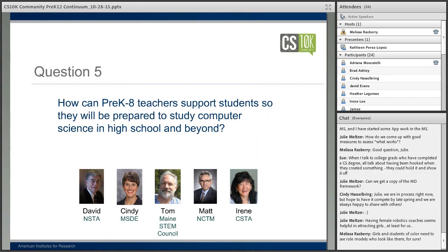So let's see. Another question, and we've been talking a little bit about this. How can pre-K-8 teachers support students so they will be prepared to study computer science in high school and beyond high school?